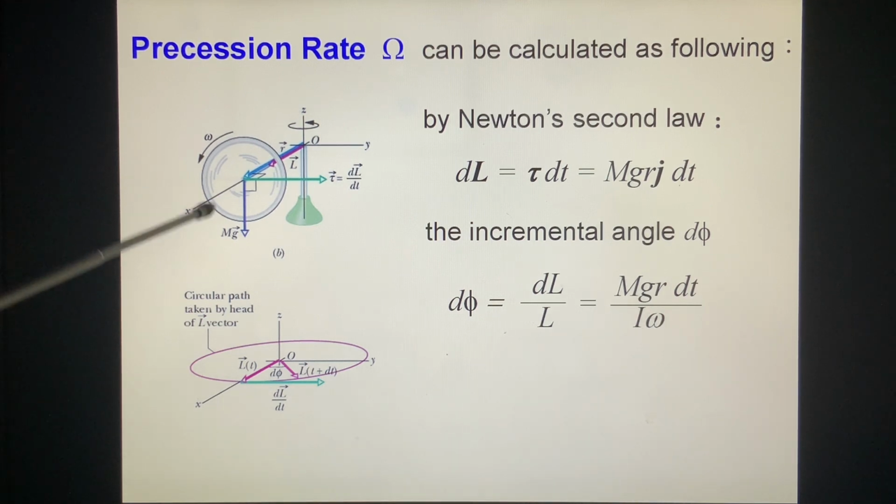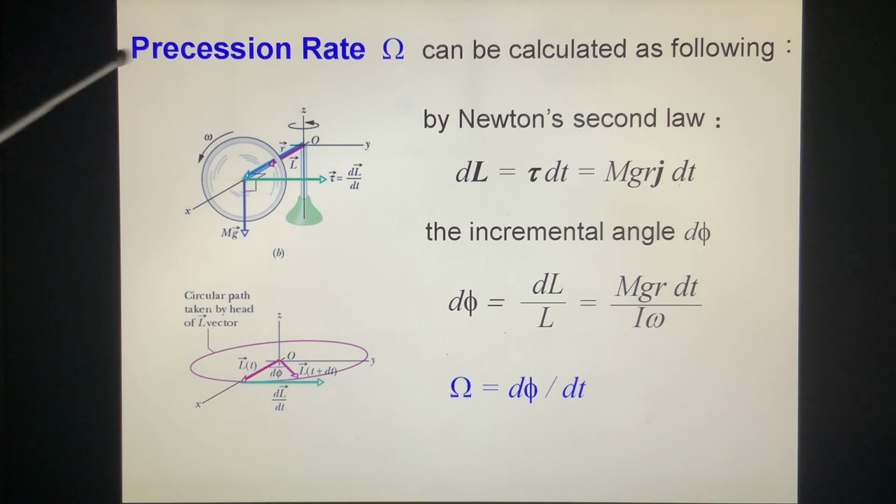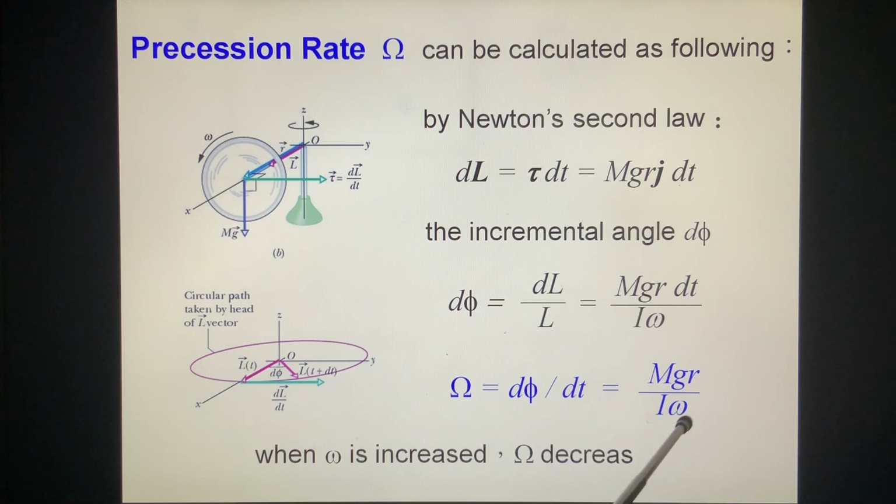I is the rotational inertia of this disk around the x-axis, right? Omega is its angular velocity. So the precession rate omega p equals d phi over dt, which equals mgr over I omega. When the spin rate omega is increased very large, this precession rate is very small, it decreases.